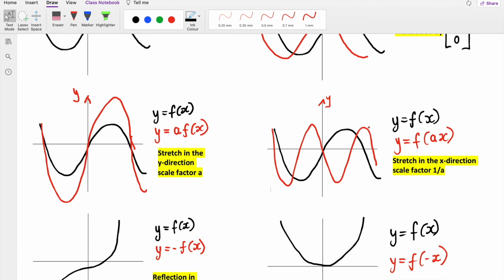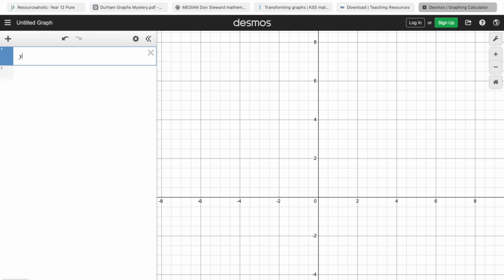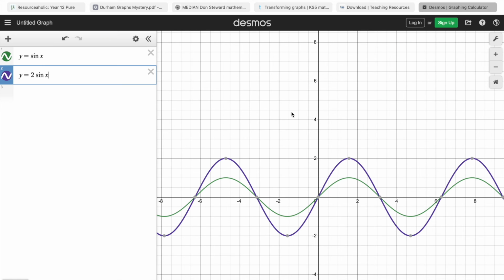I'm going to demonstrate this now on Desmos with the graphs of y equals sine x. If I plot y equals sine x, and I just multiply the whole function by 2, that will be y equals 2 sine x. Now remember, when you multiply the whole function, it's a stretch in the y direction. So your y values are being multiplied by, in this case, 2. So it's a stretch in the y direction.